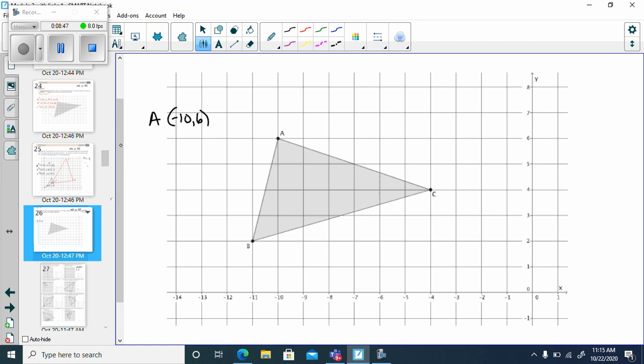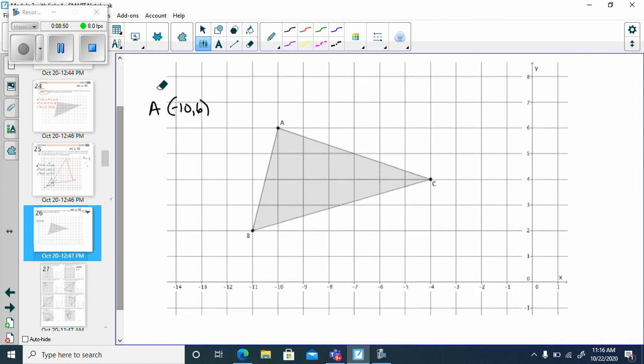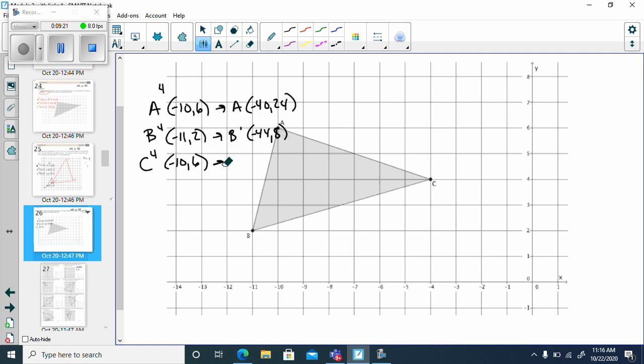Okay. I'm dilating this by a scale factor of 4. So I'd multiply them both by 4. A prime then is at -40, 24. B, let's see where B is. B is at -11, 2. Let's multiply those by 4. B prime then is at -44, 8. How about C? C is at -10, 6. And if I multiply that by 4, I get -40 and 24.